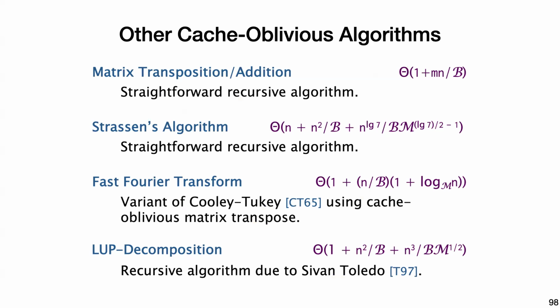This is the last bit of this topic. You don't need to know this exactly, but there are many other cache-oblivious algorithms. I think they came up in the 90s, and people have been writing papers on them since then. One basic one is for matrix transpose or addition. Strassen's algorithm, which is a subcubic matrix multiplication, fast Fourier transform, which we will talk about later in this class, and LU decomposition. Notice that these bounds have factors of B and M, so they're in this caching model.